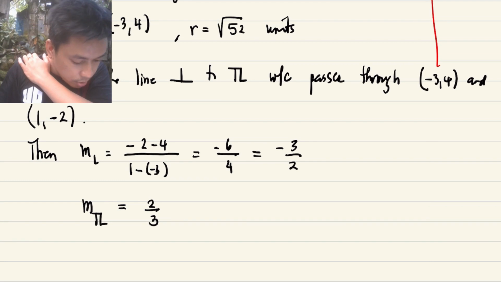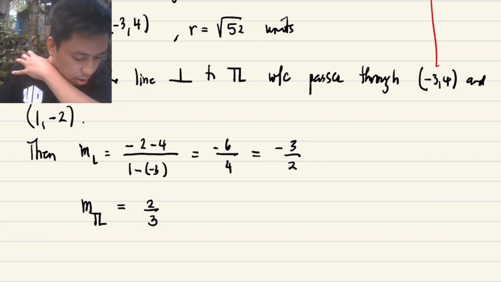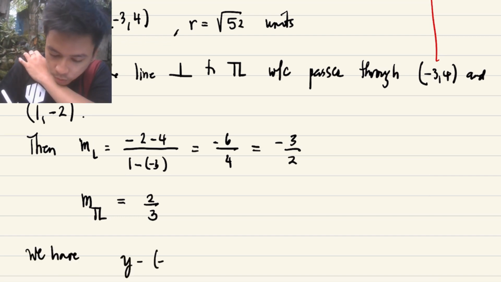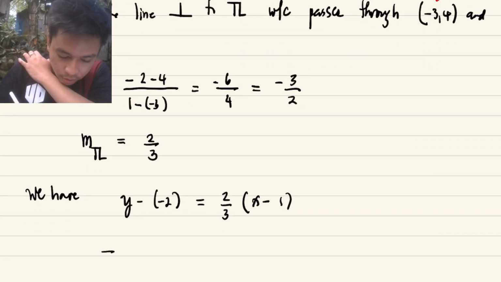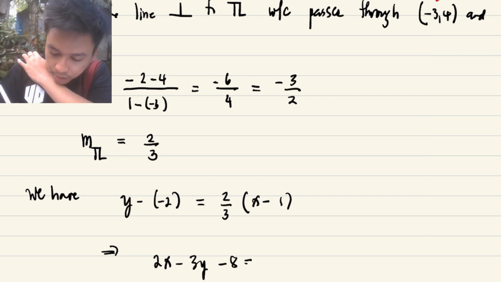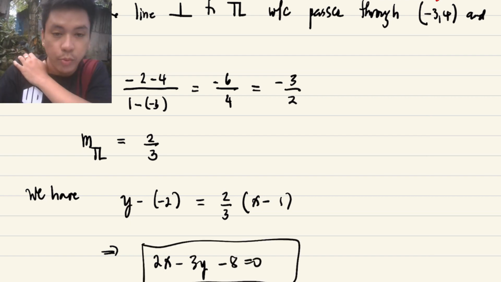And now we know that the tangent line, with slope 2/3, passes through the point (1, -2). Therefore, we have y minus negative 2 equals 2/3 times (x - 1). Simplifying this, I'll leave the simplifying to you, we have 2x - 3y - 8 = 0. So this is the equation of the tangent line we're looking for.